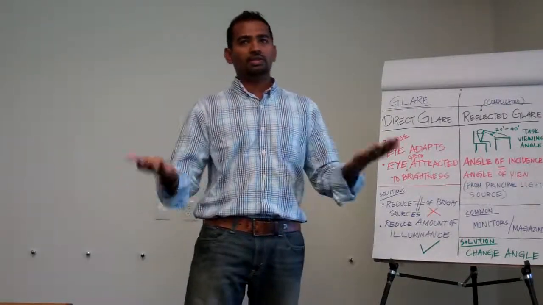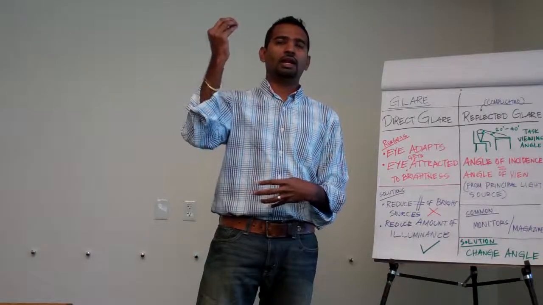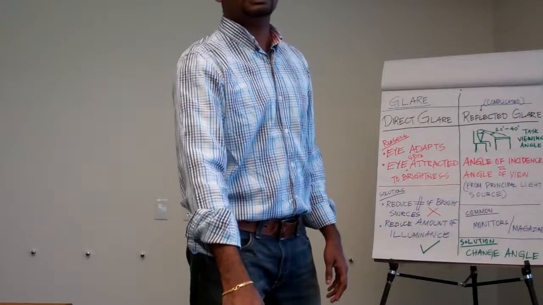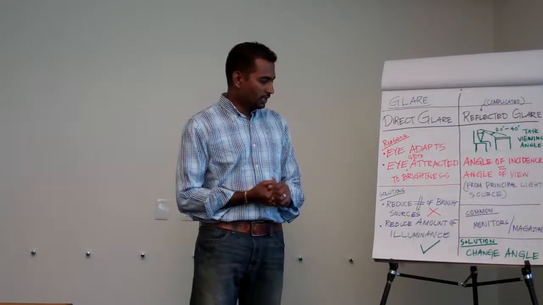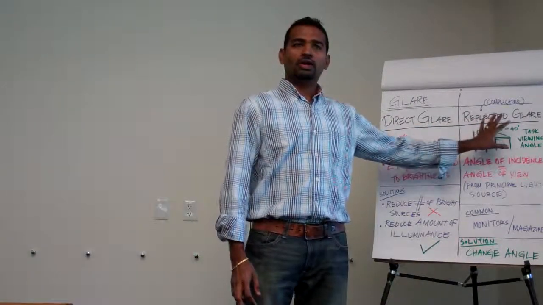But there's a balance. If you keep reducing the amount of luminance that a light puts out, you're going to reduce the amount of illuminance on the work surface. So how do you balance that? That's very critical. And reflected glare is more complicated.